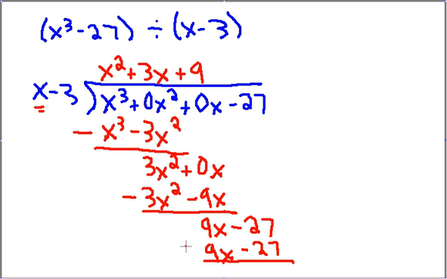And subtract. 9x minus 9x is 0. Minus 27 minus a minus 27 is a 0 as well, because a minus of a minus becomes a positive, and that positive 27 negates that negative 27. They cancel each other out, and there's nothing left over. So we can see that the answer to this particular division problem of polynomials is x squared plus 3x plus 9.